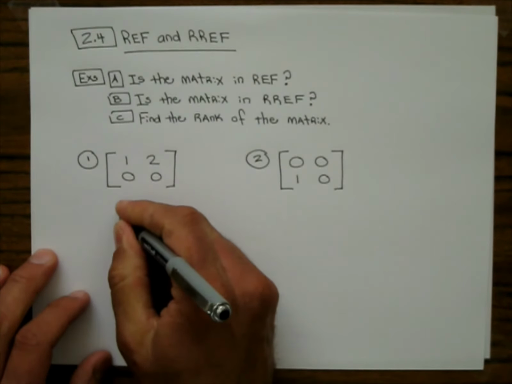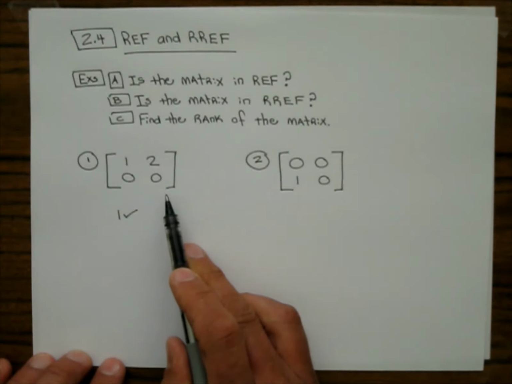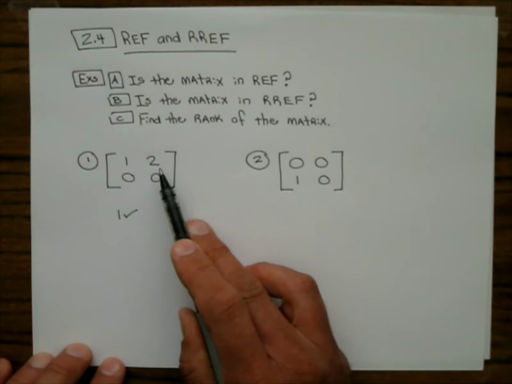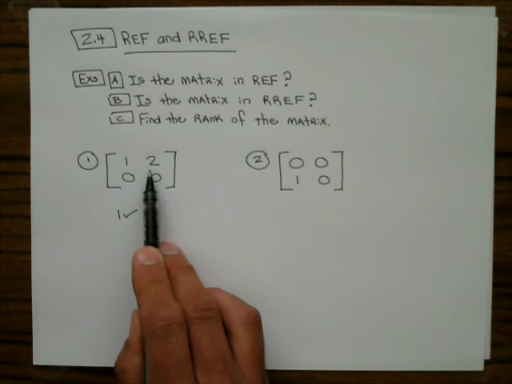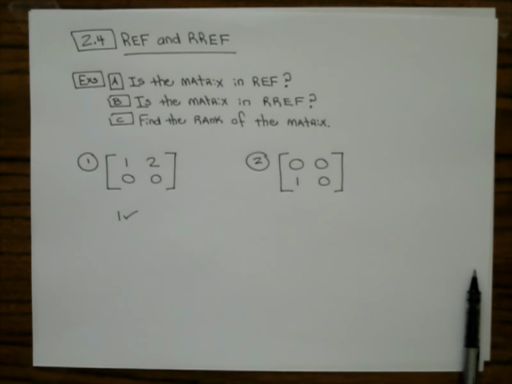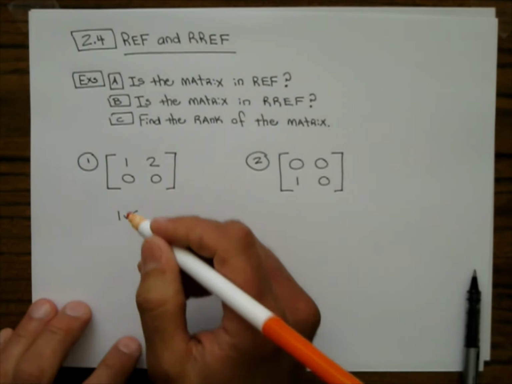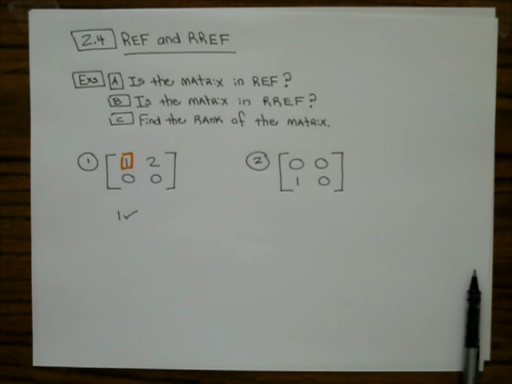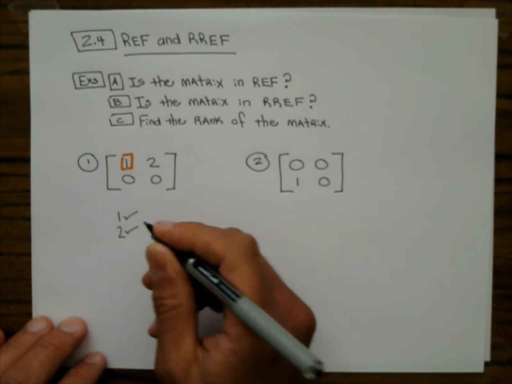So, you know, we have condition 1. I'll put a little check mark there. Condition 2, it says the first non-zero element in any non-zero row is a 1. So how many non-zero rows do we have? We have 2 rows, and we have 1 non-zero row. And that non-zero row, its first non-zero element is a 1. So in terms of condition 2, that's also satisfied.